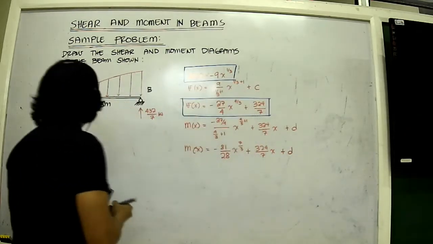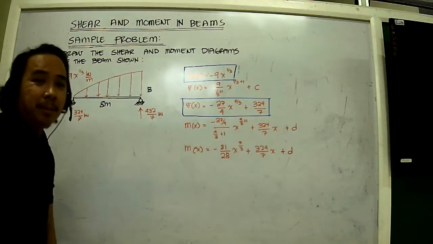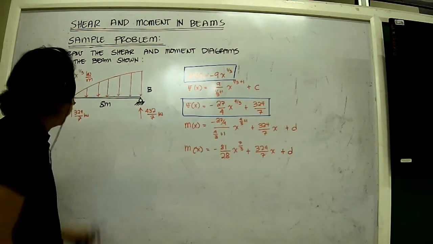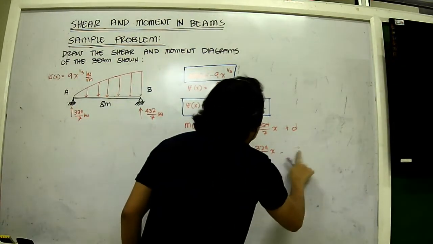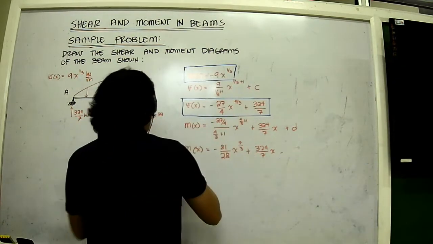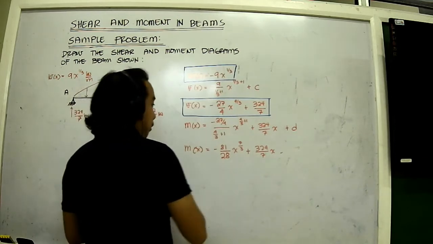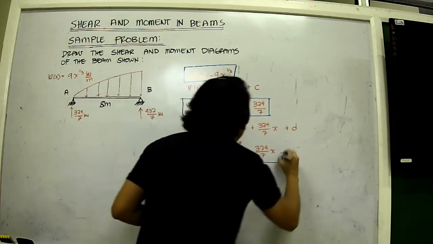But I have to know the moment here. Moment here is equal to 0 because this is a pin. It's not designed to create a moment reaction. So D is equal to 0, and I'll just have this.